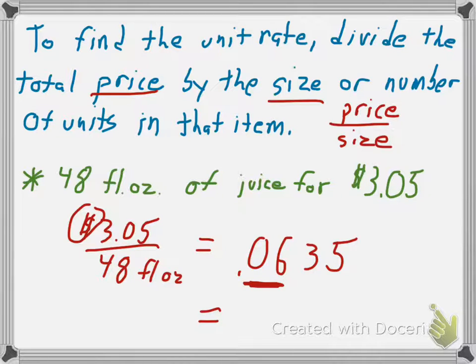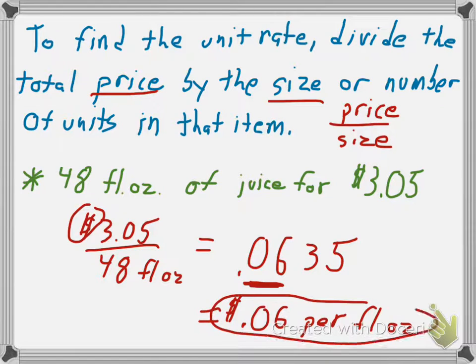So my answer is going to be 0.06, because again, 3 is not 5 or more, so it doesn't bump our 6 up to a 7. And again, that's dollars per fluid ounce. So you're paying 6 cents per ounce. So each ounce of juice is roughly 6 cents. And again, we round to the nearest hundredth because that's the nearest cent when dealing with money.